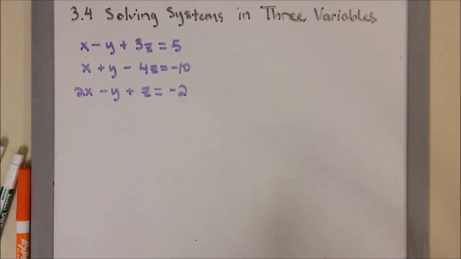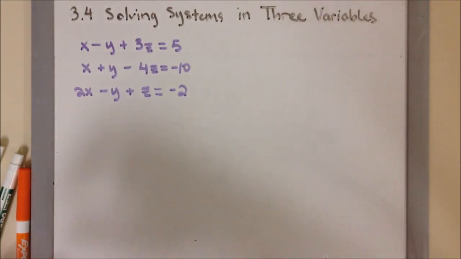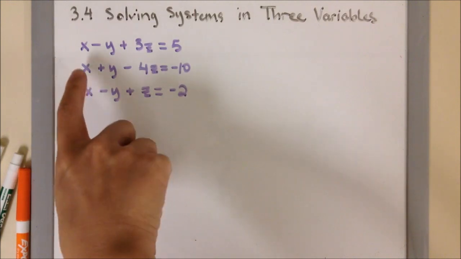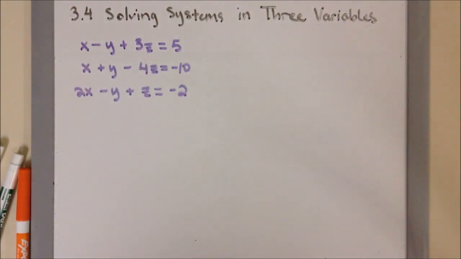Welcome to section 3.4, solving systems of equations in three variables. When we're working in three variables, in this case x, y, and z, we're going to have three equations. So our first goal in working with this type of example is to get equations with two variables, so that we can employ the same methods that we did in 3.1 to solve for one of the variables and then solve for the second.